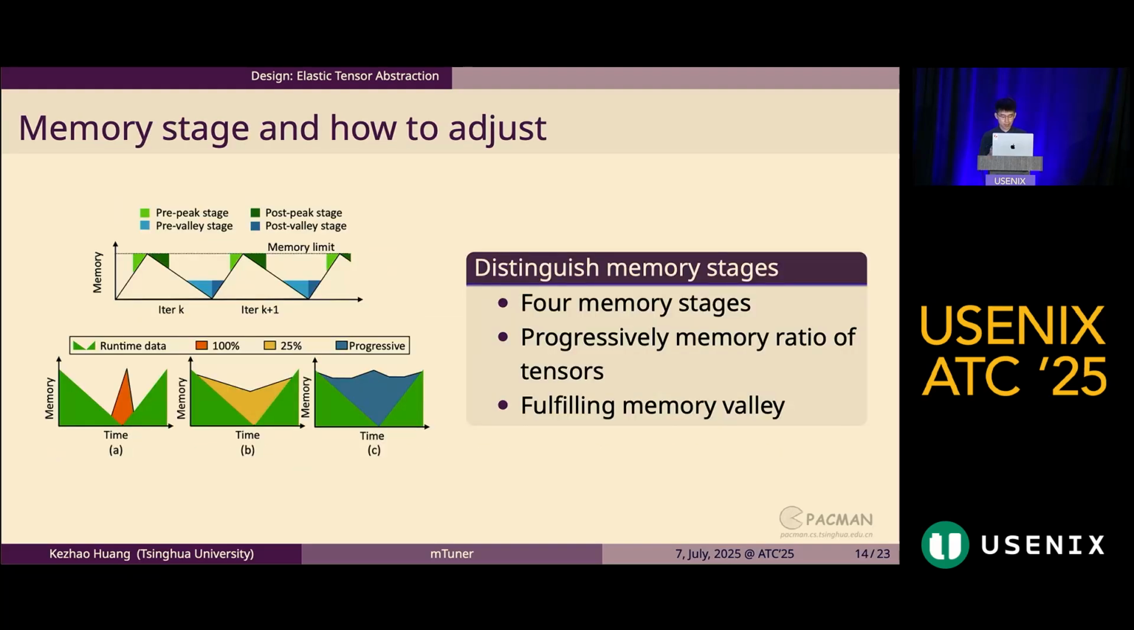mTuner manages memory with four distinct memory stages during the fine-tuning step. Each stage corresponds to a different memory ratio allocated to tensors, and we dynamically adjust this based on the runtime demand.